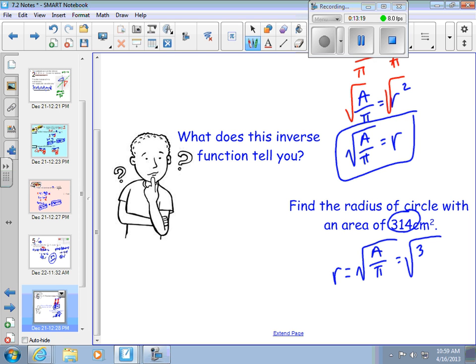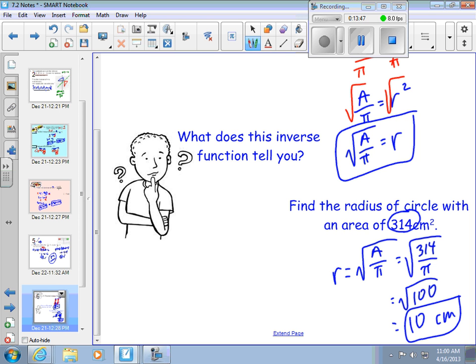So we get the square root of 314 divided by pi. If we take 314 divided by pi, you're going to get something pretty close to 100. And if you take the square root of 100, the answer is going to come out to be pretty close to 10 centimeters. So now we know what the radius of that circle would be.